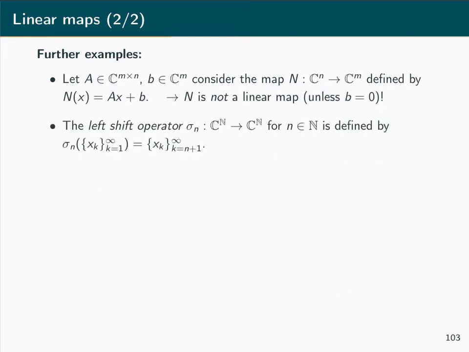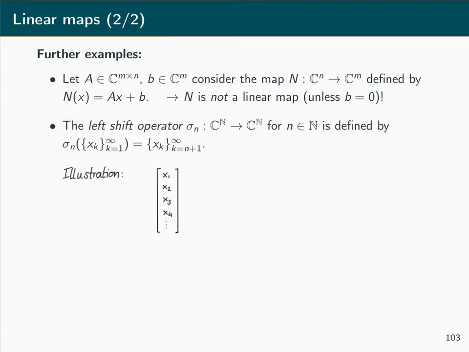As a second example, we consider the so-called left shift operator that we denote by sigma n, where n is a natural number. The left shift operator maps from the space of complex sequences, which we denote like this, into the set of complex sequences, and it's defined as follows. If we have a complex sequence from k equal 1 to infinity, and we map it by the left shift operator, we get another complex sequence, which now starts with the n plus first element of the original sequence.